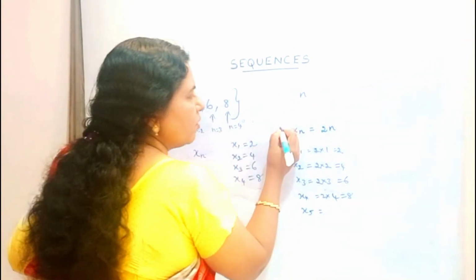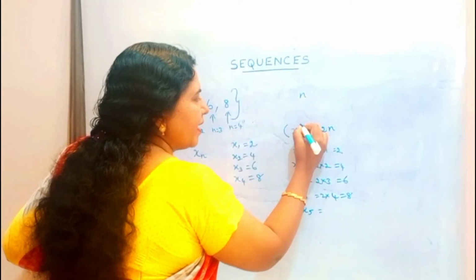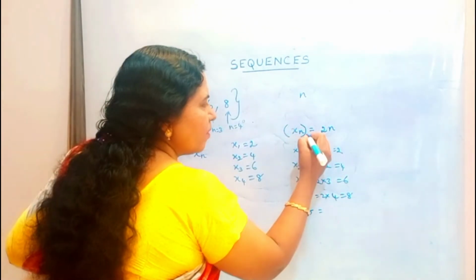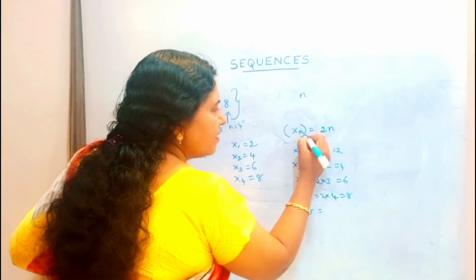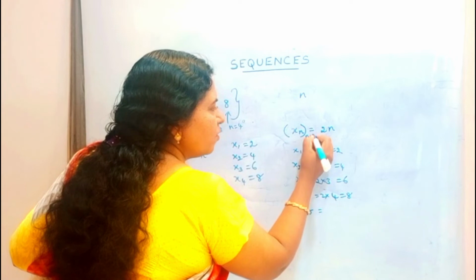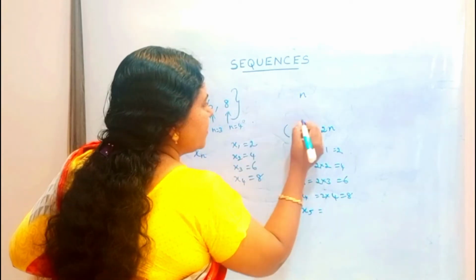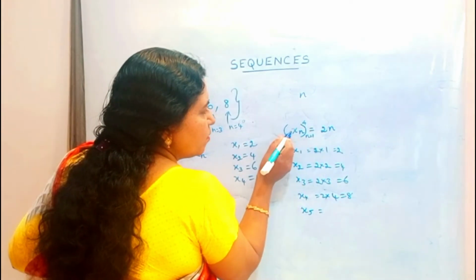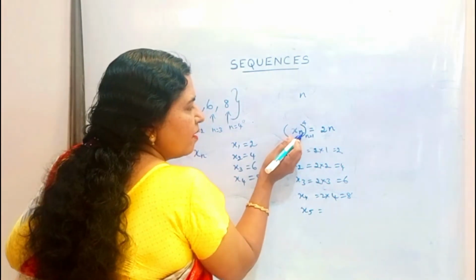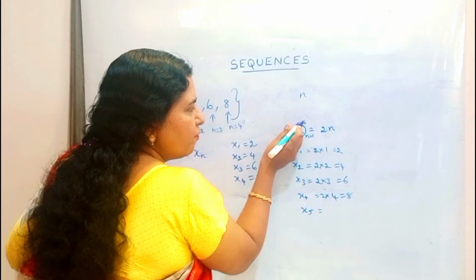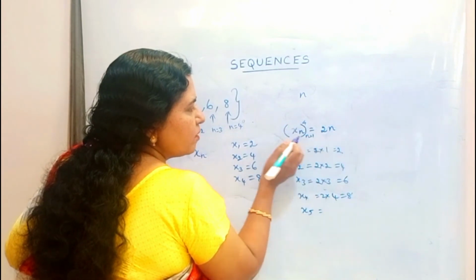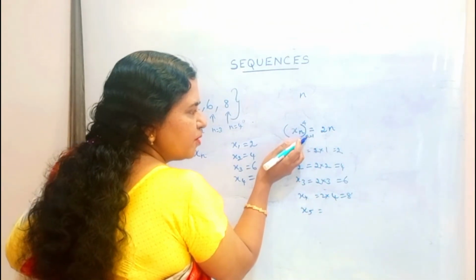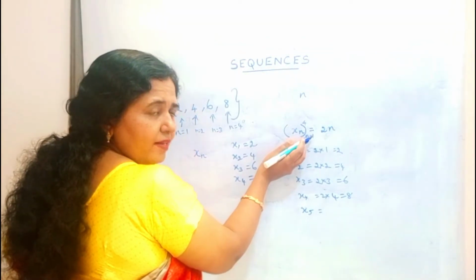So what we can do is, here we can use brackets, xn is equal to 2n. Here the value of n is equal to 1 to, here it is 4. This is a lower value and this is a higher value. So it becomes xn, for n is equal to 1 to 4, it is equal to 2n. So automatically, we have to substitute the value of n is equal to 1 till 4.